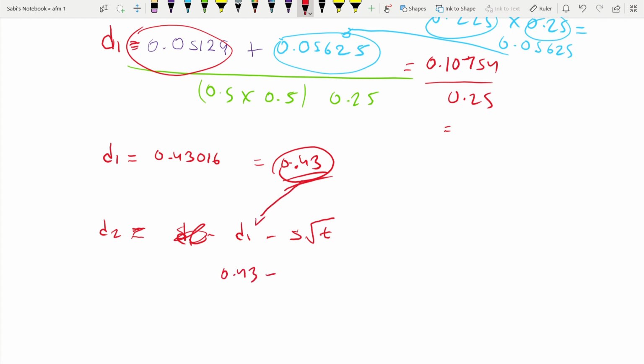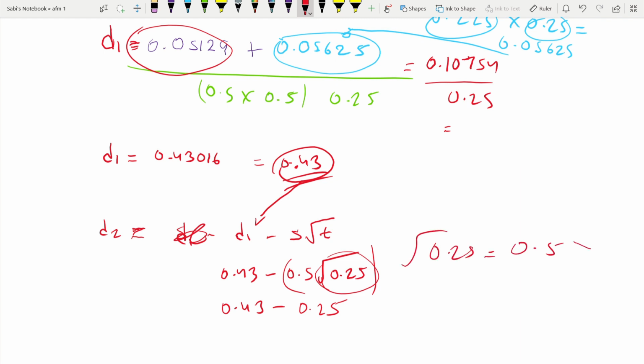0.43 minus, S is what? 0.5 times square root of 0.25. Okay. So 0.43 minus, first solve this part. It will be 0.25 only, because the square root of 0.25 is 0.5. So 0.5 is into 0.5. Outside you have 0.5, inside you have 0.5. That's why it is 0.25.